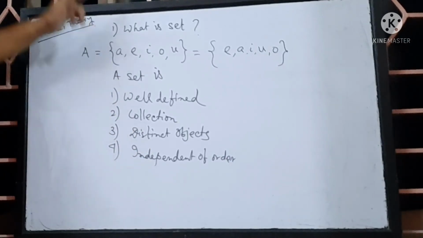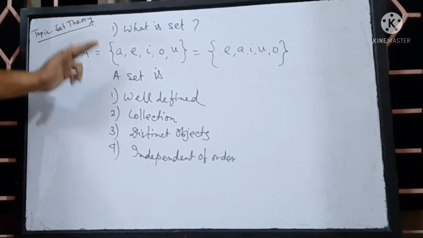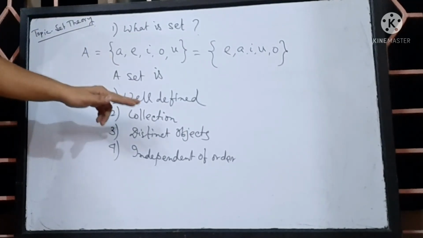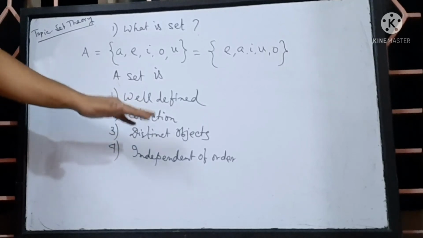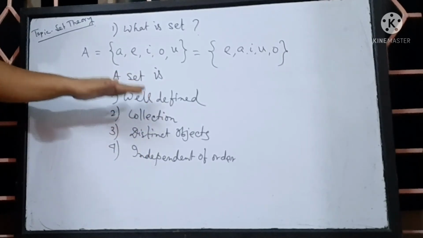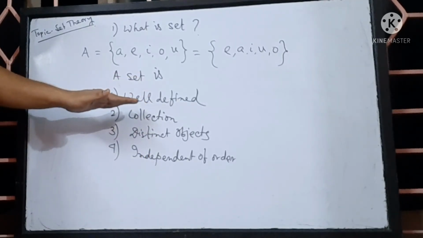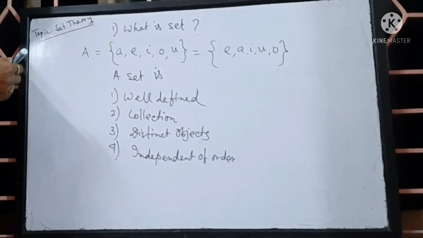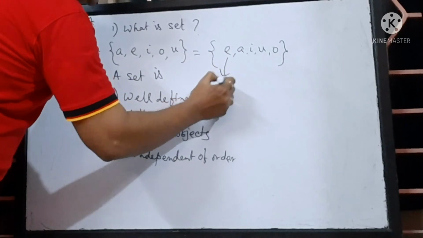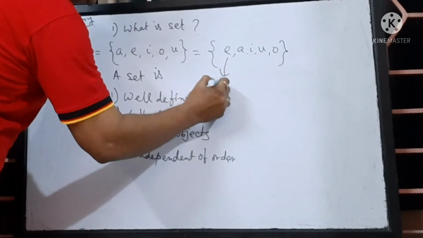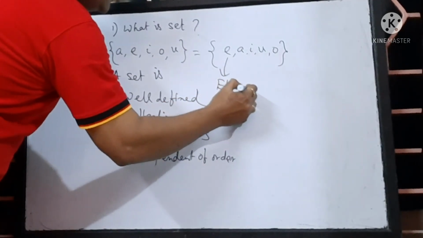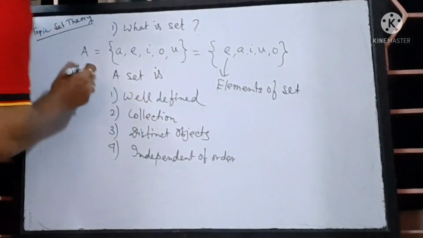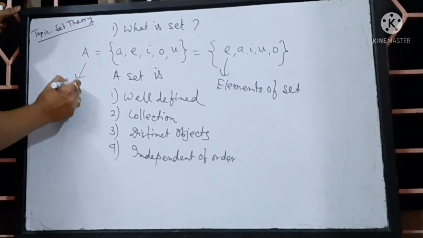These 4 points are to be clearly kept in mind, that a set is a well-defined collection of distinct objects which are independent of order. Must be well-defined. So this is a set, and these are called the elements of the set. A, E, I, O, U are called the elements of the set. And this is the set.